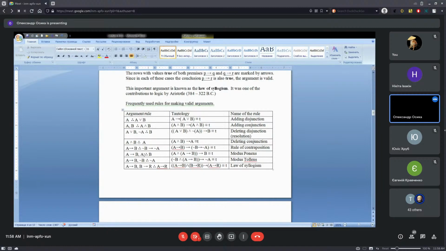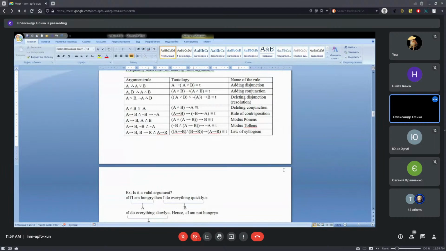After that, A implies B, and A, therefore B. Modus ponens, we discussed it. After that, A implies B, and not B, therefore not A. It is modus tollens. The name of the rule: modus ponens and tollens. And finally, A implies B, B implies R. From here it follows, A implies R. Law of syllogism.